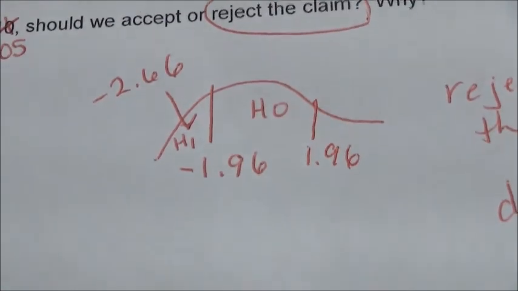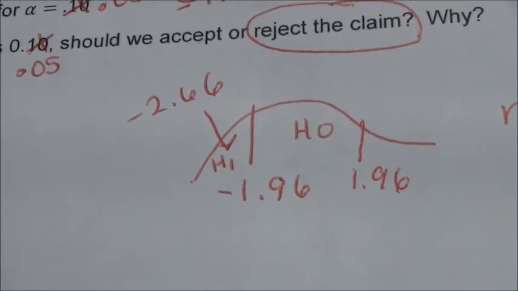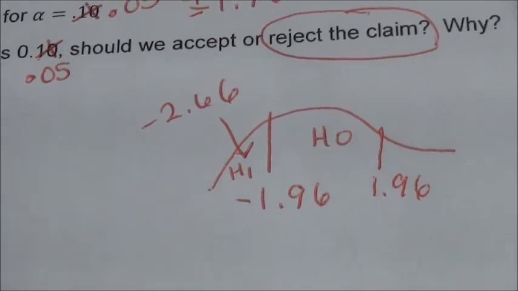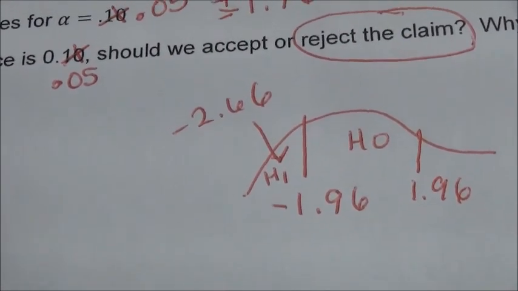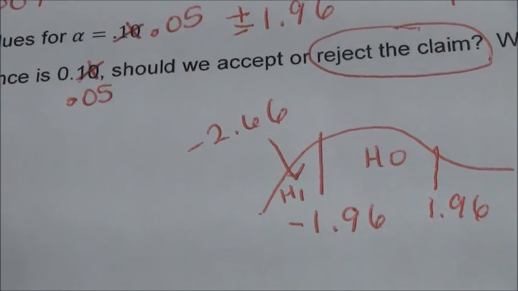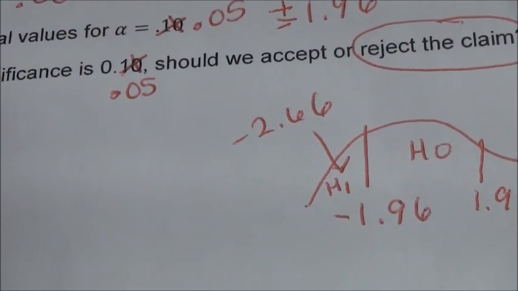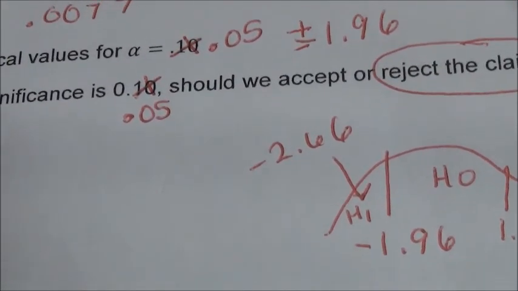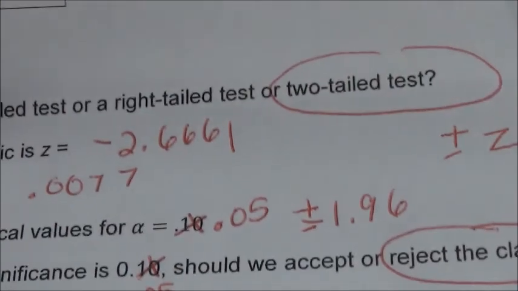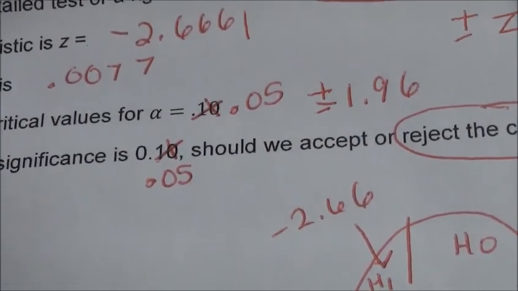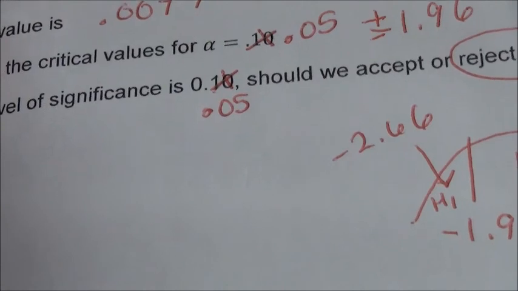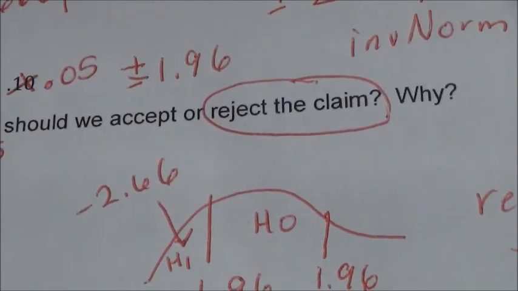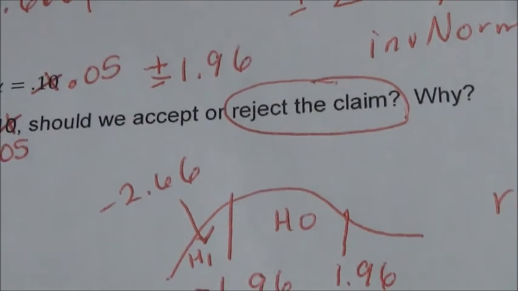So again, if I'm checking to see if I should accept or reject the claim, I like to look at my little picture here. You can see that I had negative 1.96 to positive 1.96. My test statistic is less than the negative 1.96. So it's in that end section where I would be accepting the alternative hypothesis. And this time, our claim was actually the null hypothesis. The null hypothesis said there was no difference. Well, we're saying there is a difference. So we are going to reject the claim that there is no difference.